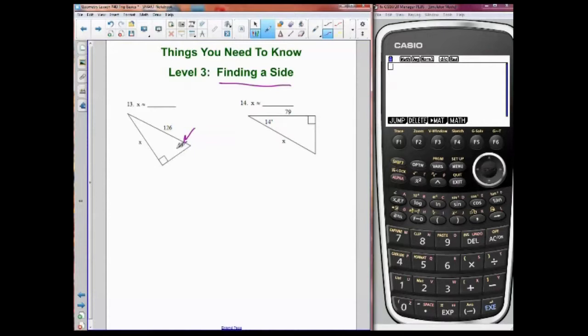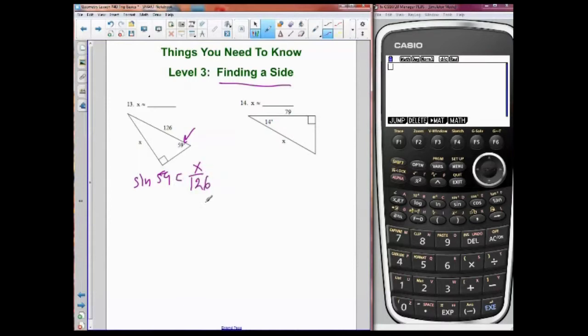So I'm looking at 59, and I know by definition that over here is my opposite, and opposite my 90 degree is my hypotenuse. Remember, adjacent is this side. The hypotenuse is always the hypotenuse. So we have opposite over hypotenuse. That is sine. I write my angle, 59, is equal to x over 126.